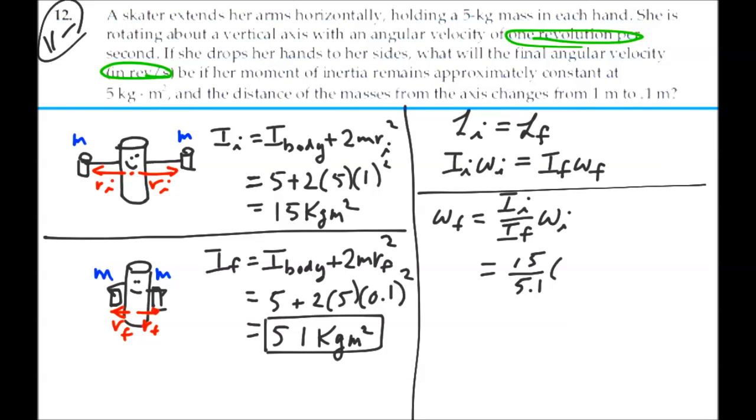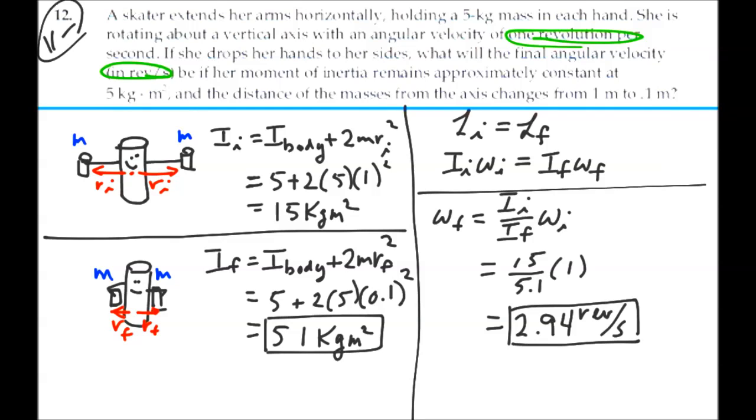Our initial angular velocity in revolutions per second was 1 revolution per second. And our units of the moment of inertia will be canceling out, so we're going to end up with units of revolutions per second, giving us 2.94 revolutions per second.